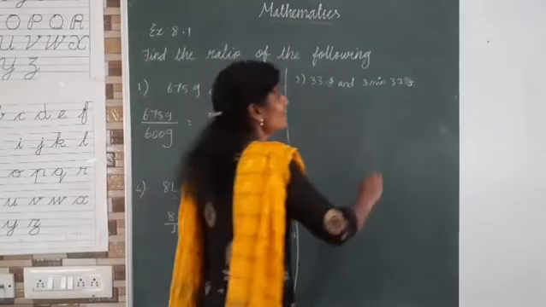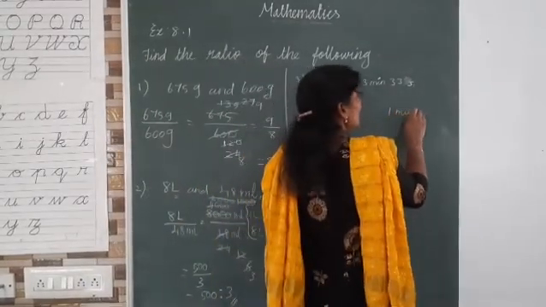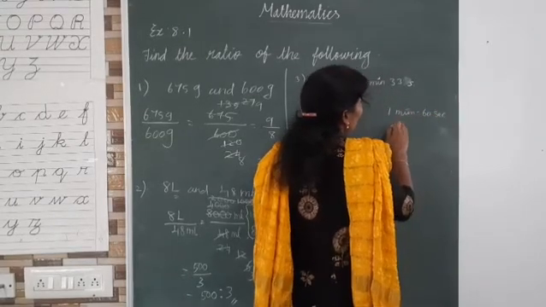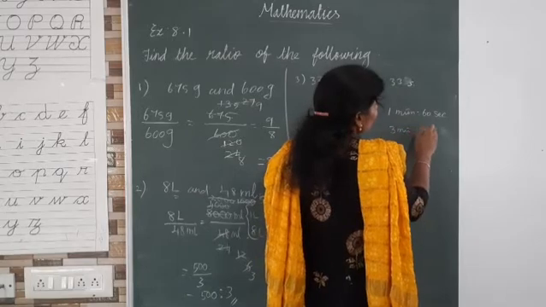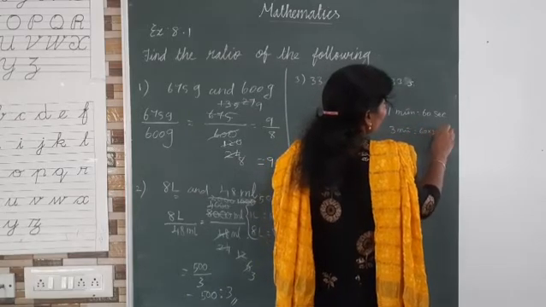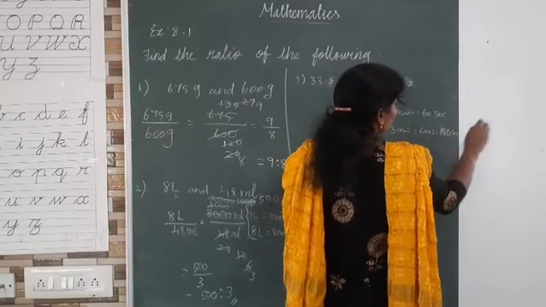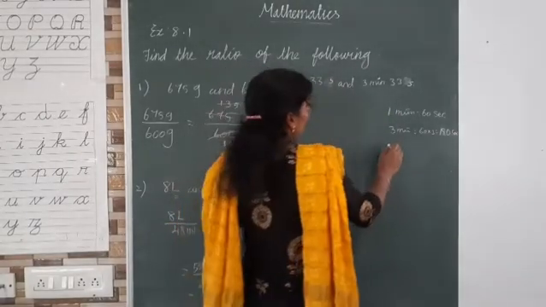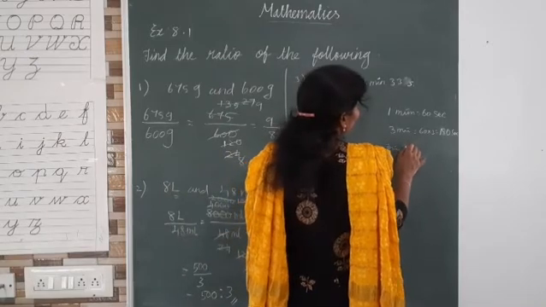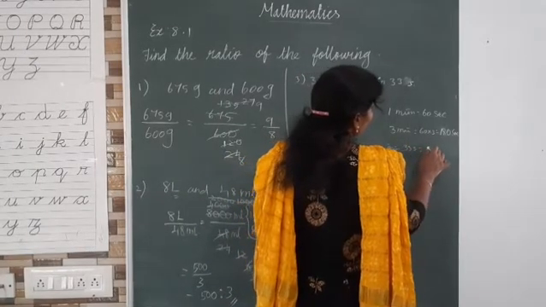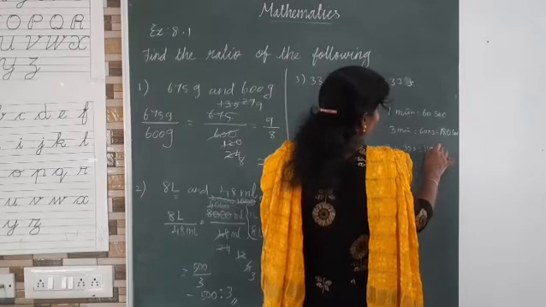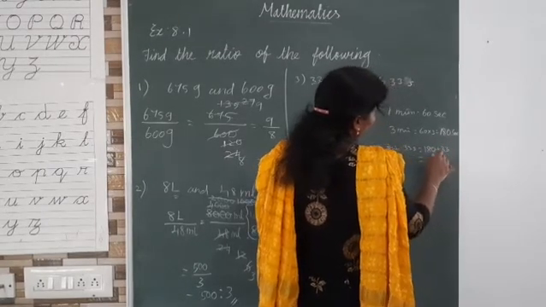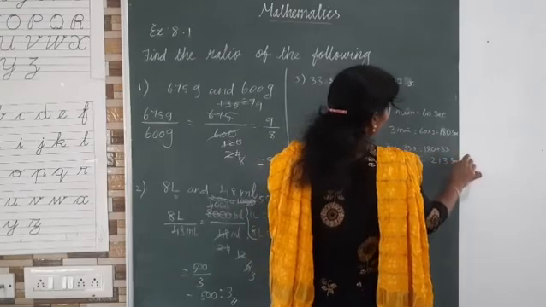Now listen, 1 minute is how many seconds? 1 minute equals 60 seconds. Therefore, 3 minutes equals 60 into 3, which is 180 seconds. Now listen, therefore 3 minutes 33 seconds equals 180 seconds plus 33, which is 213 seconds.